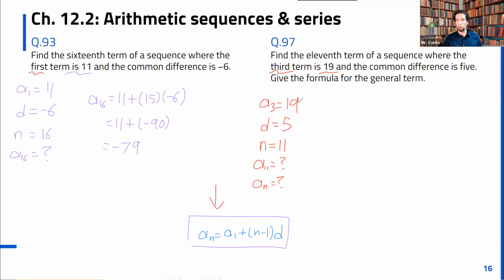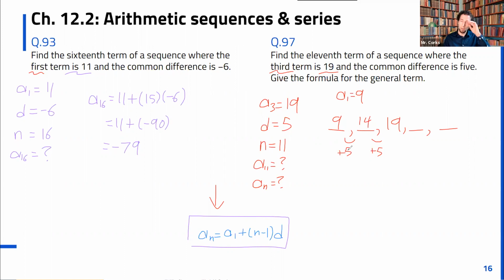So, A3, how can I write this? Something, something, 19. But we know that the D value is 5. So each time we're doing +5, +5. We can just undo that operation. So -5 would give us 14, -5 again would give us 9. That's one way of thinking about it. So 9, that's A1. A1 is equal to 9.